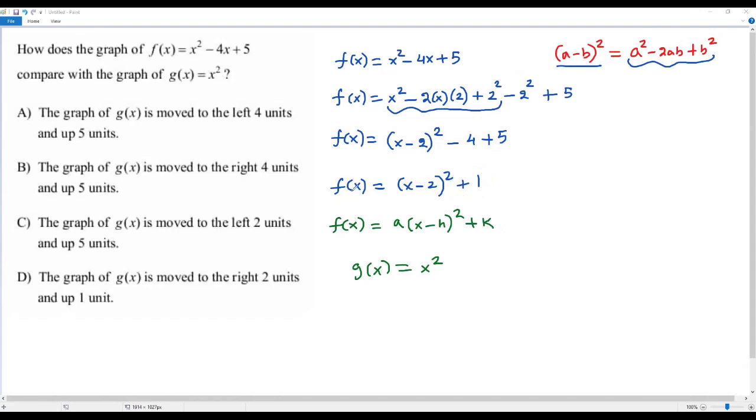So when we compare the functions f(x) and g(x), we have to do 2 transformations on g(x) to get the graph of the function f(x). That is a horizontal translation to the right 2 units, and a vertical translation up by 1 unit. So we find this exactly in answer choice D. That is, the graph of g(x) is moved to the right 2 units and up 1 unit. The correct answer choice for this question is D.